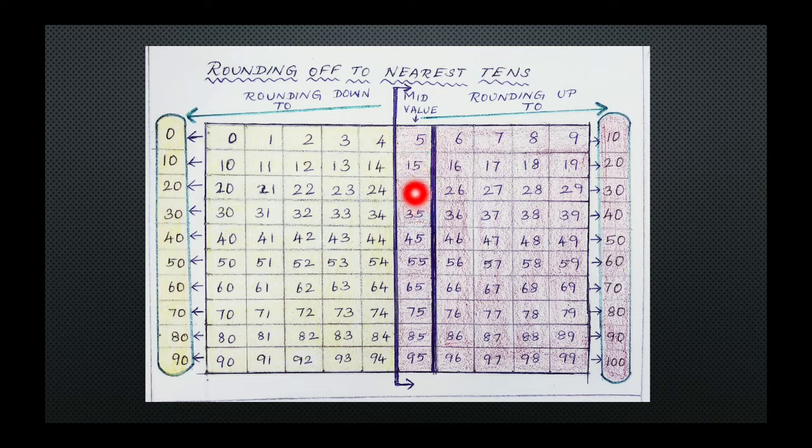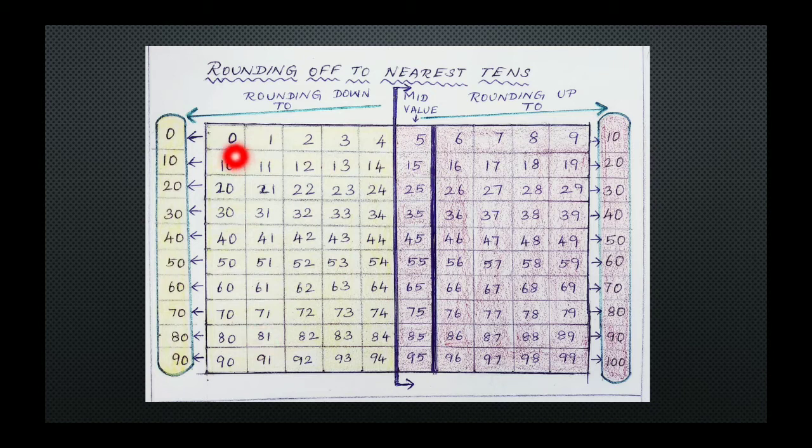15 is the mid value of 10 and 20. 25 is the mid value of 20 and 30. 35 is the mid value of 30 and 40. 45 is the mid value of 40 and 50. 55 is the mid value of 50 and 60. 65 is the mid value of 60 and 70 and so on.